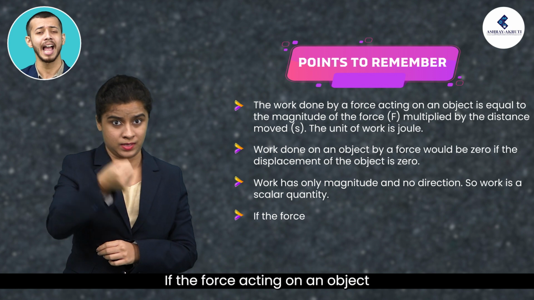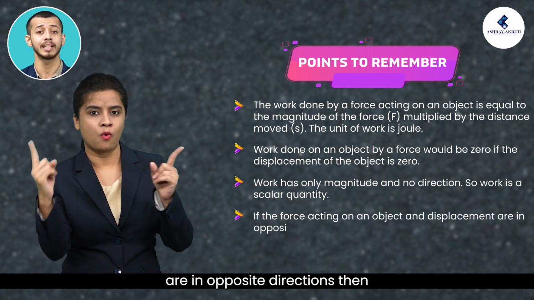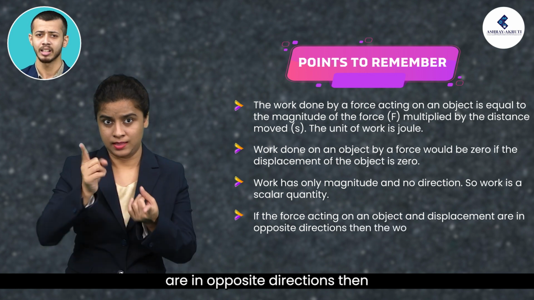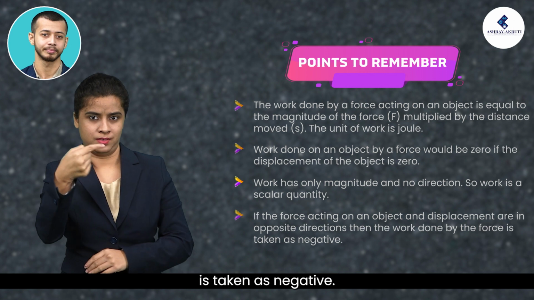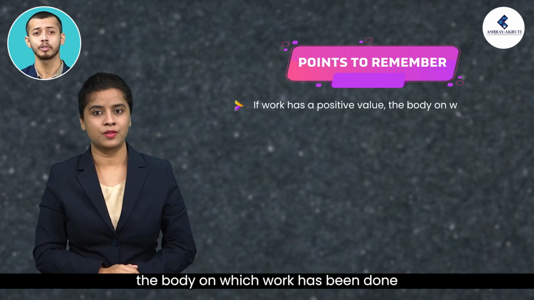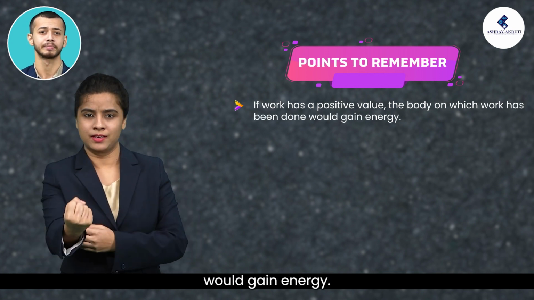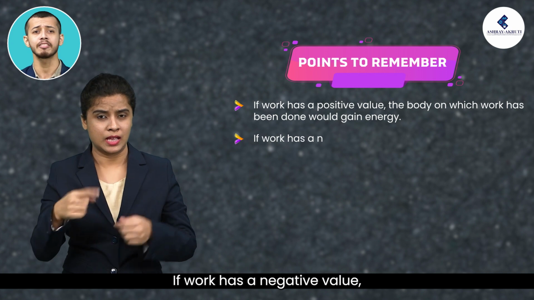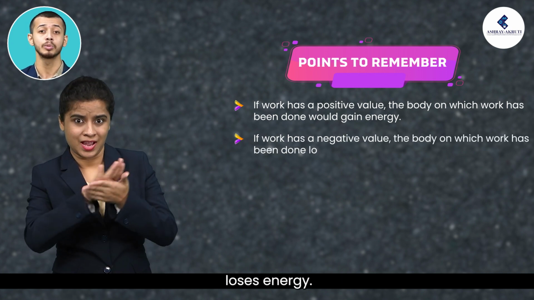If the force acting on an object and displacement are in opposite directions, then the work done by the force is taken as negative. If work has a positive value, the body on which work has been done gains energy. If work has a negative value, the body on which work has been done loses energy.